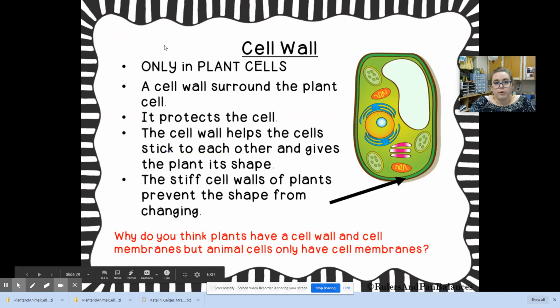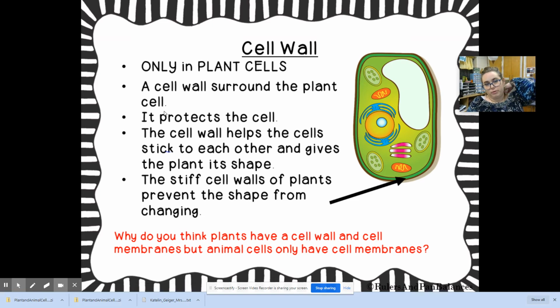Okay, we have our cell wall. Our cell wall is only in plant cells. The cell wall surrounds the plant cell. It protects the cell. The cell wall helps the cells to stick to each other and gives the plant its shape. The stiff cell walls of plants prevent the shape from changing.